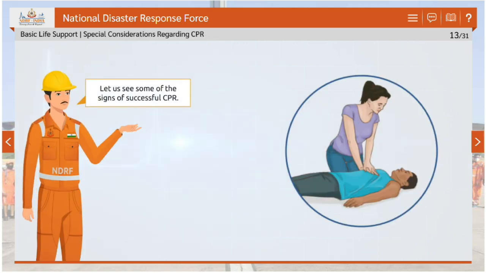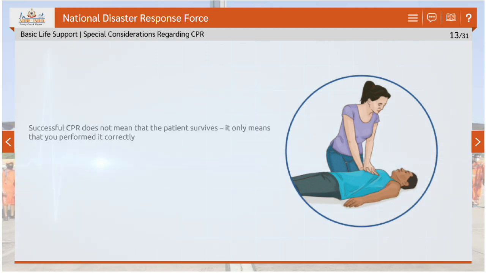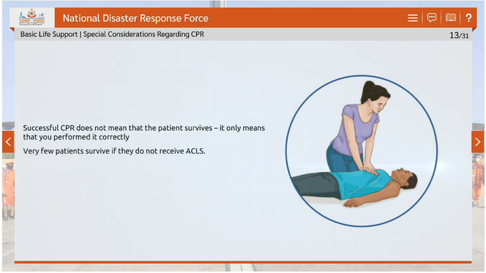Let us see some of the signs of successful CPR. Successful CPR does not mean that the patient survives, it only means that you performed it correctly. Very few patients survive if they do not receive advanced cardiac life support, ACLS. The goal of CPR is to prevent the death of cells and organs for a few crucial minutes.